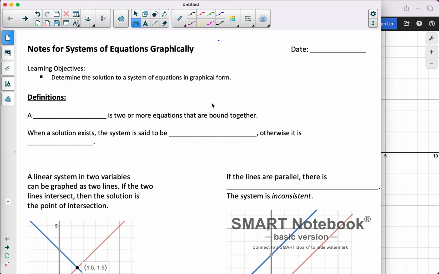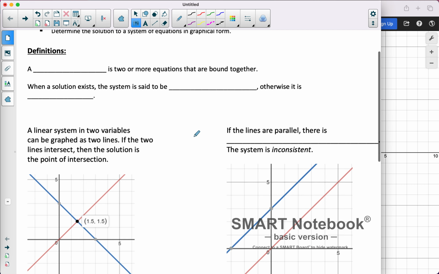Everyone. So as we start this next chapter, we're looking at systems of equations, and we're going to start out graphically. A system is when we have two or more equations that are bound together, so we're looking at multiple equations at a time. If there is a solution that exists, the system is said to be independent. Otherwise, we have something that's either dependent or inconsistent. So there really should be two blanks here.